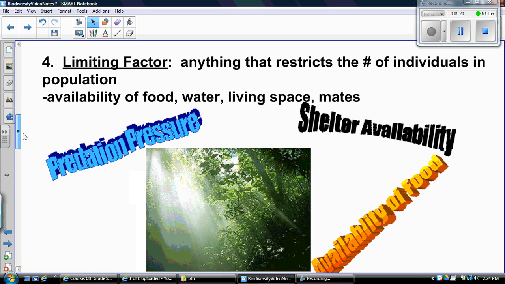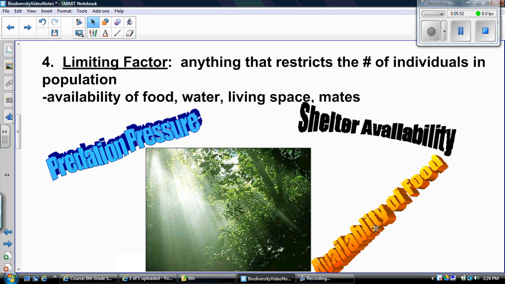Okay, another factor that's going to affect population size is what we call a limiting factor. A limiting factor is anything that restricts the number of individuals in a population. So competition is one limiting factor. So is the relationship between predator and prey. But there are other types of factors, like shelter availability. If the ecosystem doesn't have enough shelter, then it cannot support many populations, and that's going to restrict the number of individuals in a population.